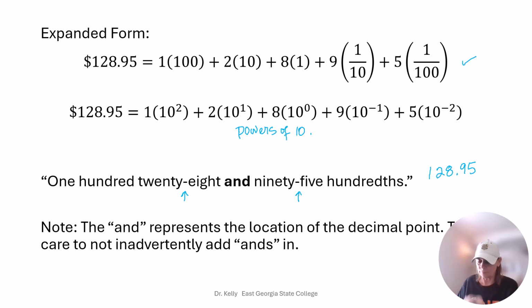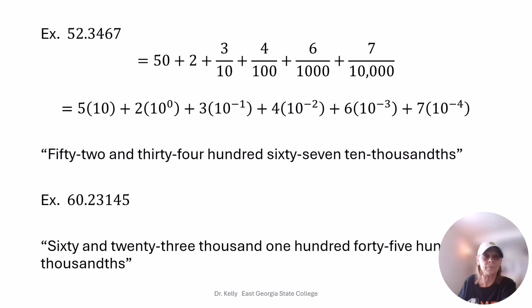Notice a couple of details here: the dashes in the name, and also that we use the word "and" to designate the decimal point. So be careful not to inadvertently add in ands in your numbers. Don't say 128 and 95 hundredths with an extra "and." That would be a little gratuitous with that "and" and does cause some confusion for students later down the line.